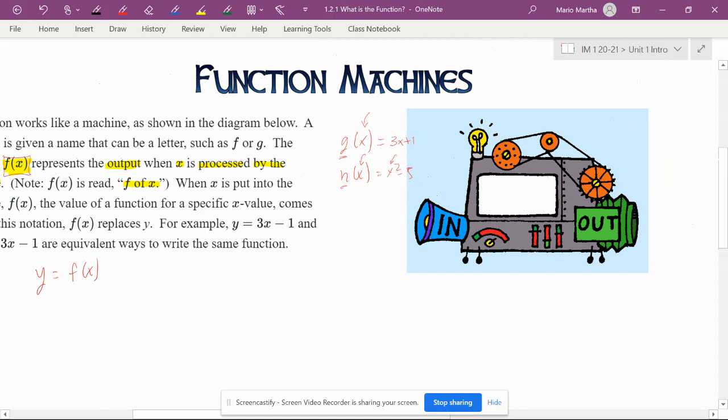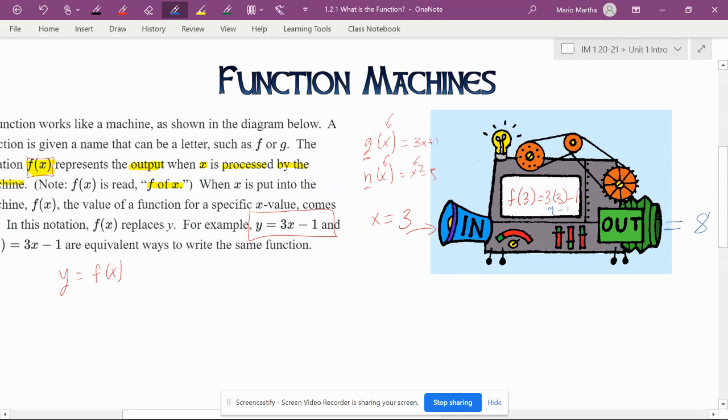So here, for example, if we have an x value that goes in, x equals 3, it goes into the machine. That would be f of 3. Then it gets processed in here as 3 times 3, and then using this function, minus 1. So you do the math: 3 times 3 is 9, minus 1. That gives us the output value, which is equal to 8.